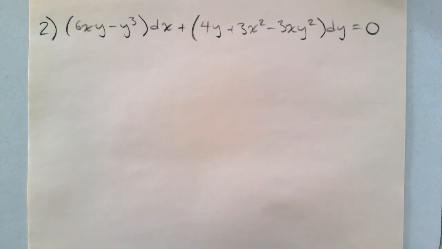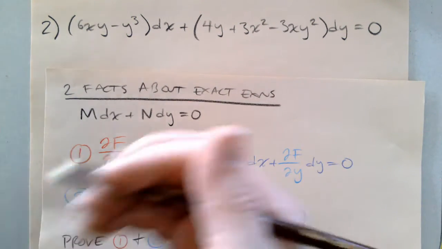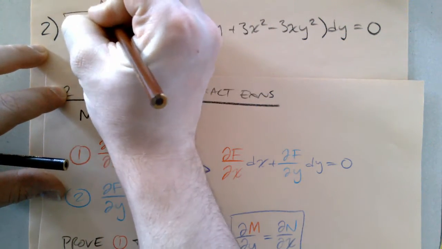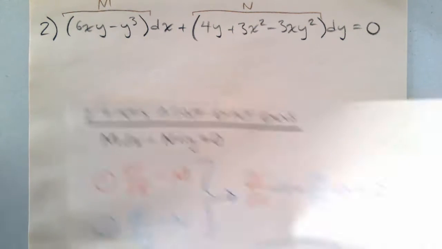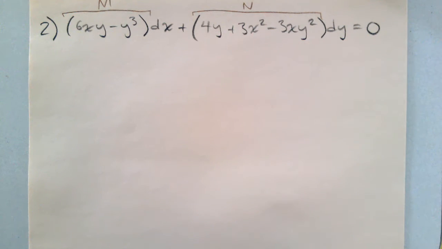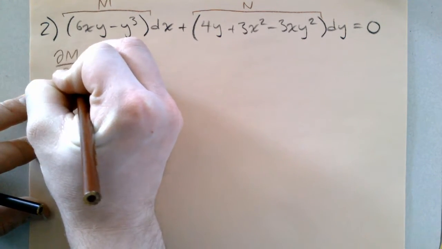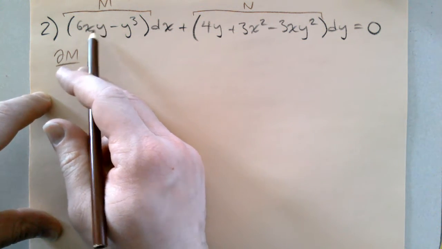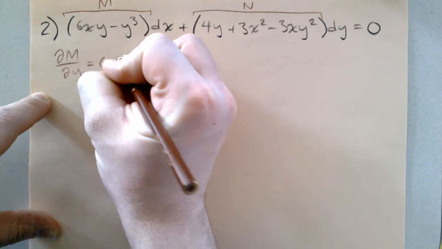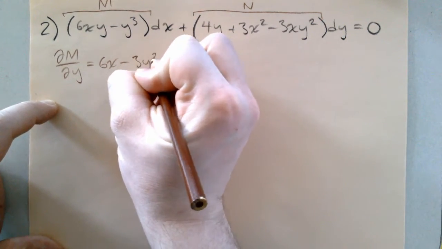So in the second problem, we can see once again we have something that's in the form of an exact equation. We have our first function, our M dx, and then our second function, N dy. So we can go ahead and prove what we need to do, which is take that partial M, partial y. In this case, we have 6xy. That y will go away, leaving just a 6x. And then we have a y cubed, which will become 3y squared.